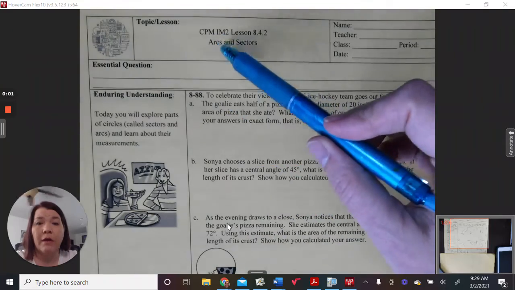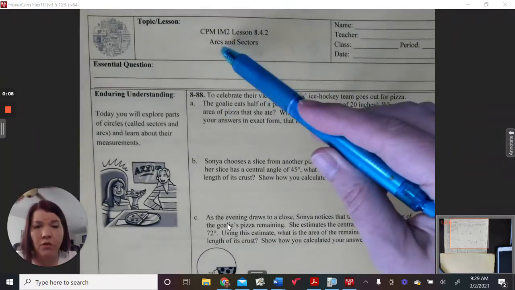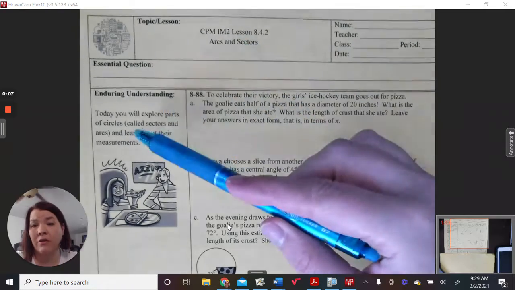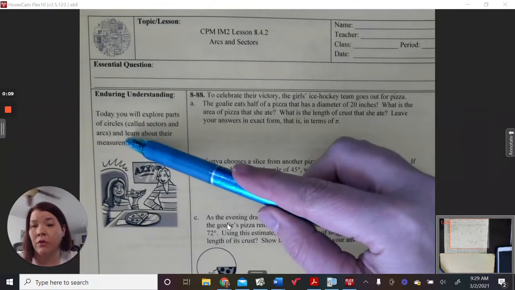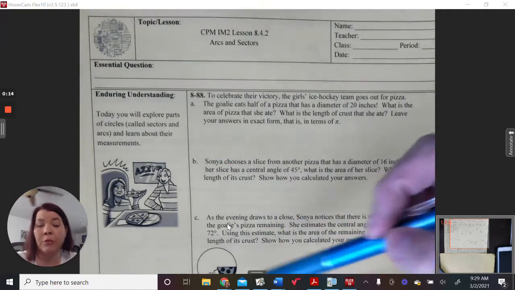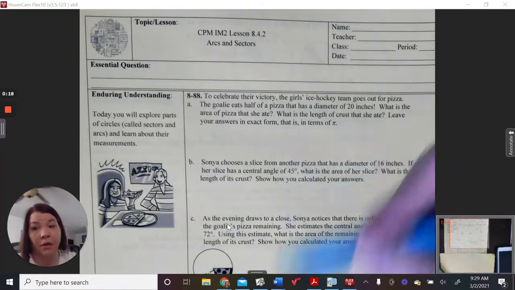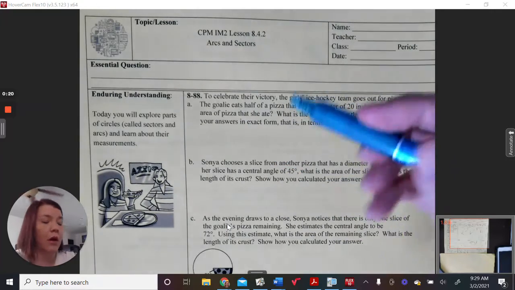All right, this is Math 2, Lesson 842, Arcs and Sectors. So we're going to figure out what arcs and sectors are. They're both parts of a circle. The circle parts are called sectors and arcs, and we're going to learn how to figure out the measurements. We're going to be talking a lot about pizza today because pizza is circular and it's easy to talk about pizza and these two concepts.